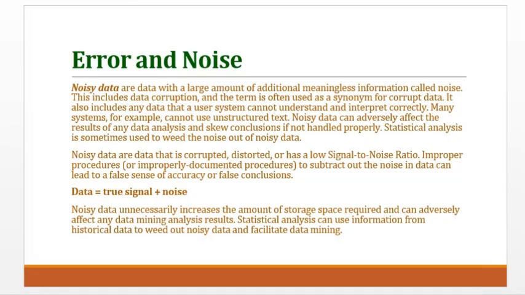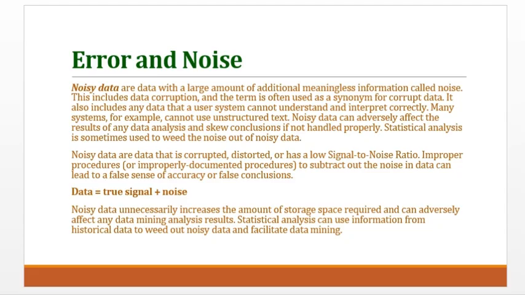Error and noise. Error refers to the difference between the predicted values generated by the model and the actual values from the data set. It represents the inaccuracies in the model's prediction. Based on that, there are three types of errors. One is bias error, the second is variance error, and the third is the irreducible error.